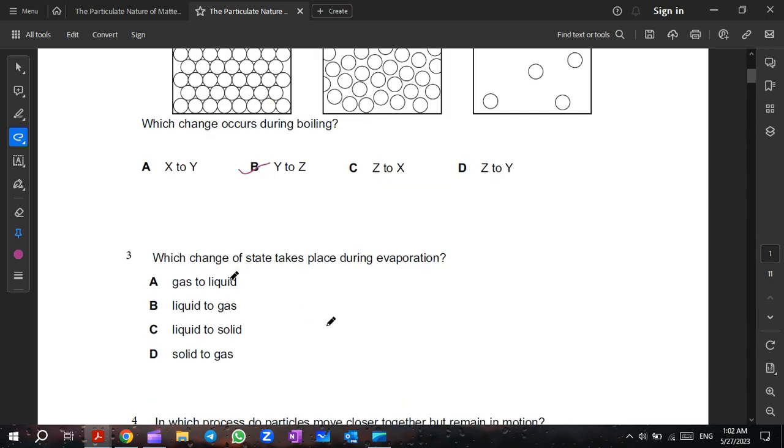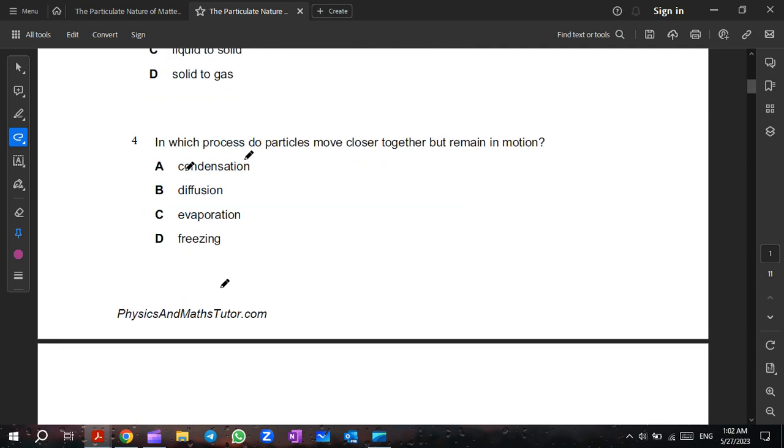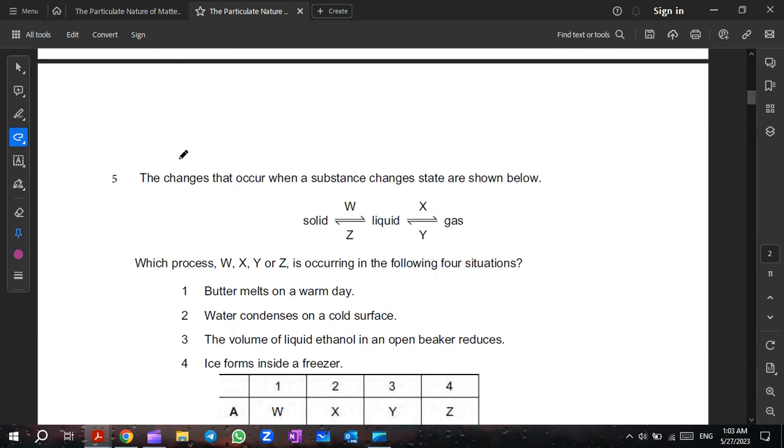What change of state takes place during evaporation? Again, evaporation and boiling are the same thing except with a few differences. So that will be from a liquid to a gas. Do we have an option like that? Yes, we do. B. So let's take that. In which process do particles move closer together but remain in motion? Well, I think that will be from a gas to a liquid, and gas to a liquid is condensation. So let's go with A, condensation.